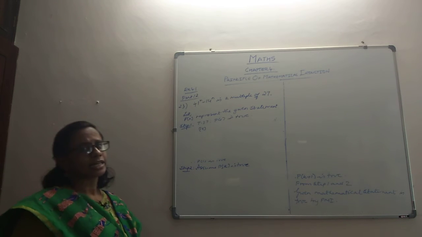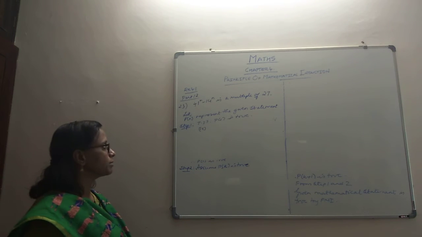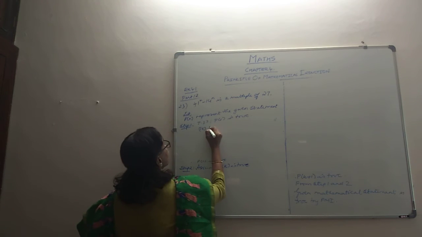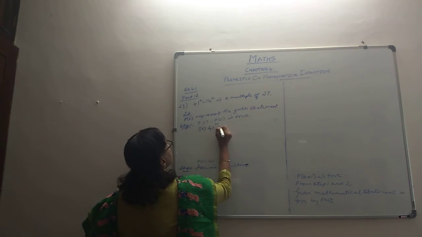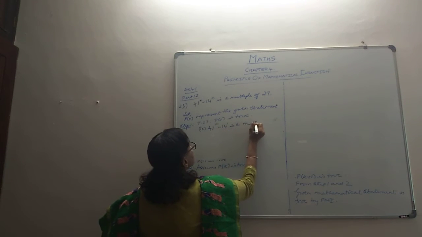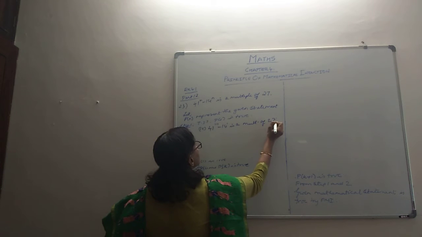So right away, let P of n represent the given mathematical statement. To show that P of 1 is true, you have to show that 41 raised to 1 minus 14 raised to 1 is a multiple of 27. You need to show this.